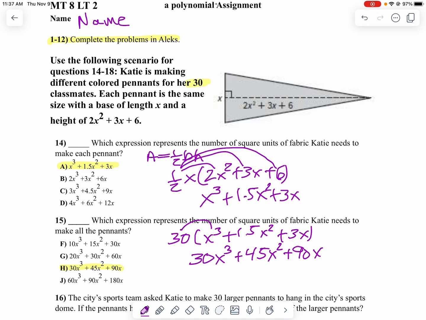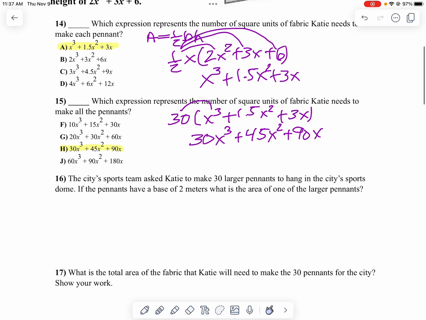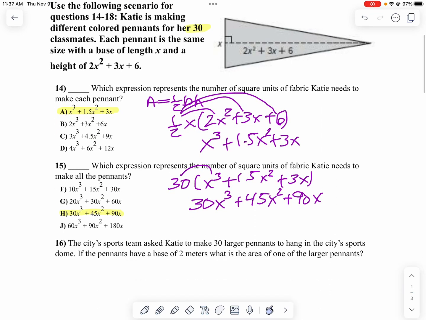Now on question 16, it says they asked to make 30 large pennants and hang in the city sports. If the pennants have a base of 2 meters, what's the area of the large pennants? Well, what I'm going to do here is I'm going to replace x with 2, because my base is 2, isn't it? I'm just saying we only need to do the first pennant then, don't we?